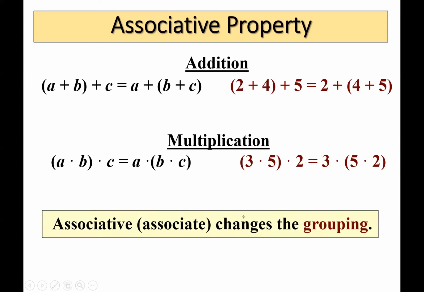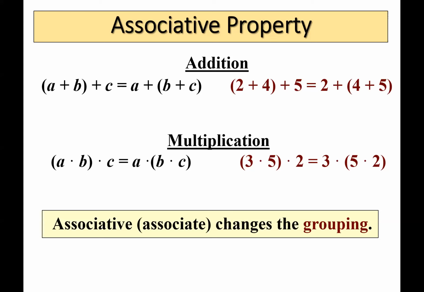Let me make sure everything here is all set. Okay, so here are the properties related to the associative property. There's one for addition and there's one for multiplication. For addition, in parentheses, a plus b, close the parentheses, plus c, equals a plus, and then in parentheses, b plus c. So if I just say it out loud, a plus b plus c equals a plus b plus c. It's just a switch in terms of where the parentheses are. The parentheses can be around a plus b, or around b plus c. I can group the numbers differently, okay?